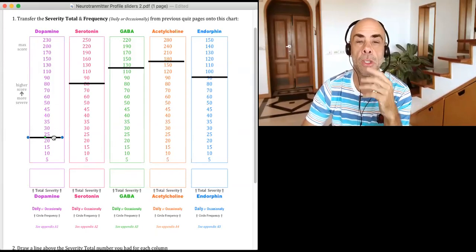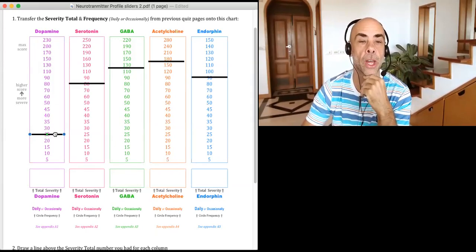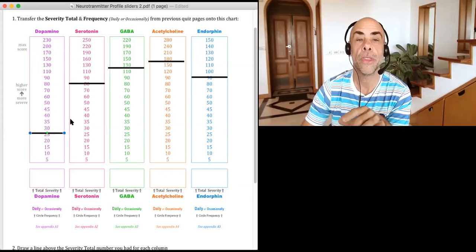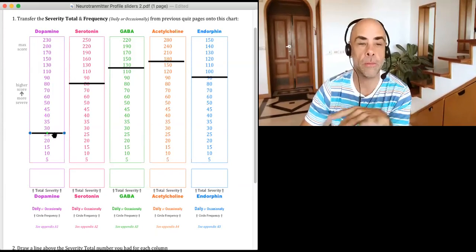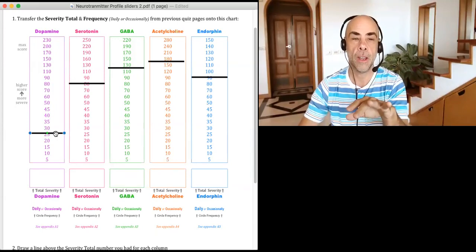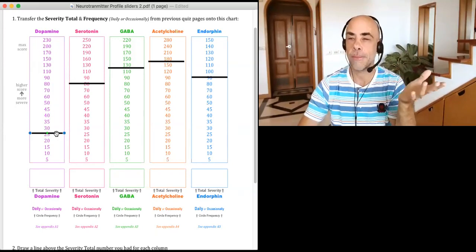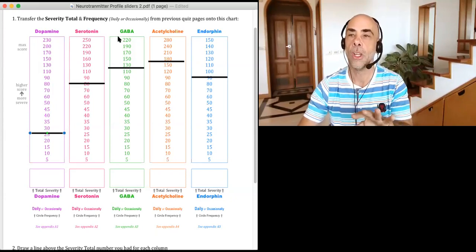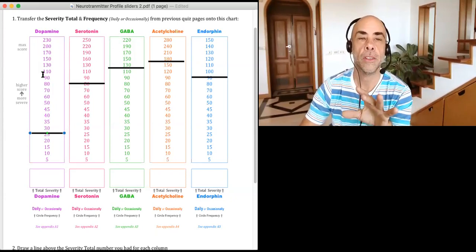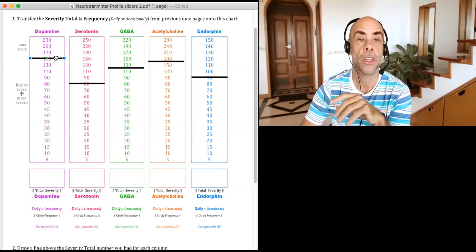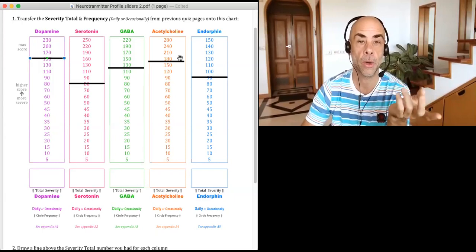Some people may have something that looks more like this, where dopamine is not an issue, but serotonin and GABA is an issue. Then you might wait with dopamine, because serotonin and GABA may handle most of the issue and you won't have to worry about this one. But if you have this higher, then you're definitely going to want to look at this.